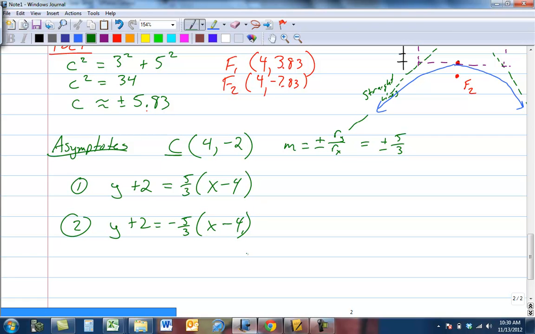So here's the thing. Your asymptotes, C is your point. Your slope is always going to be r sub y divided by r sub x. So both equations are going to be similar, just one's going to have a positive slope, another one's going to have a negative slope. All right. Do one more example for good measure.